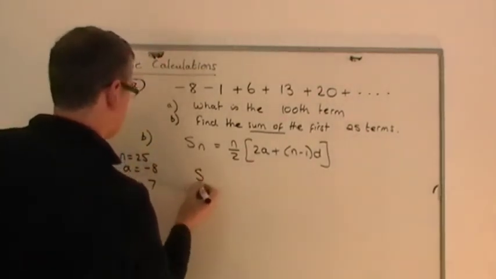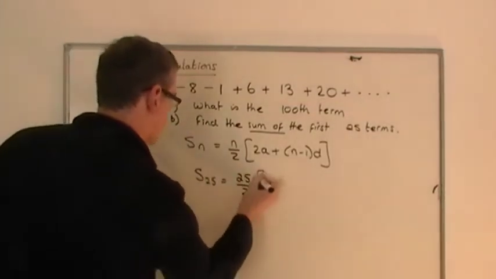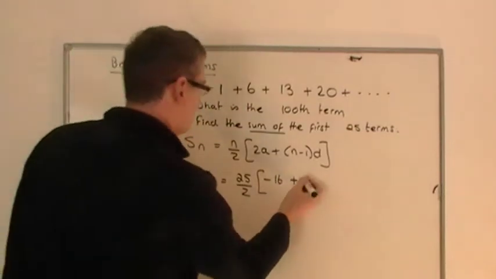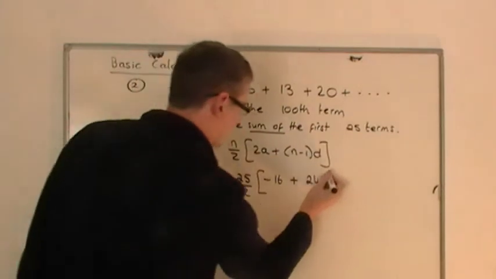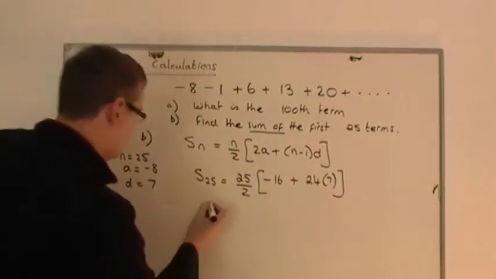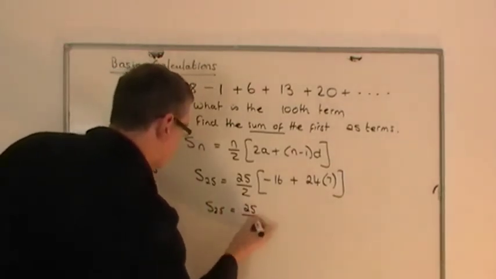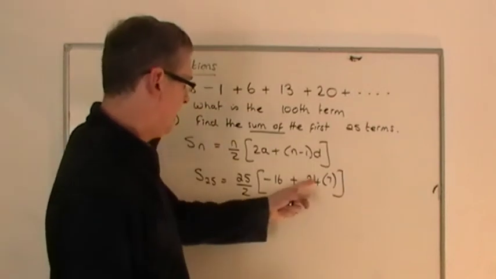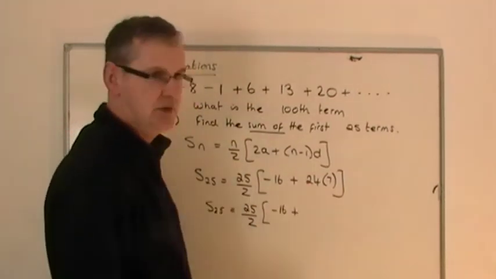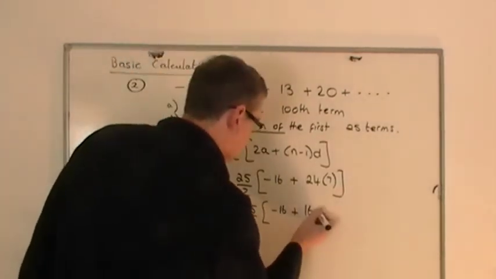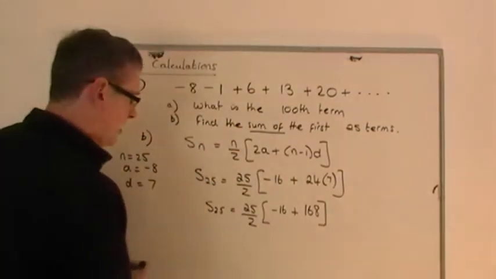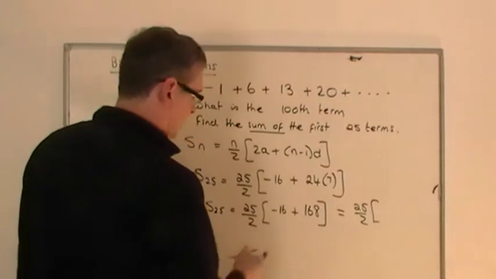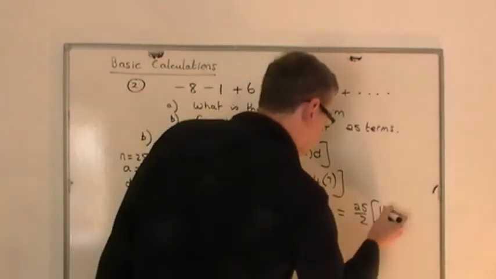So the sum of 25 terms, S25, is 25 over 2, bracket, 2a. Now be careful, 2 times minus 8 is negative 16, plus n minus 1, well, n is 25, so 24 lots of d, which is 7. So S25 will be equal to, I'll leave 25 over 2 alone for the moment, minus 16 plus 24 times 7. Well, 7 20s are 140, 7 4s are 28, 140 plus 28 is 168. I'm running out of space so I'll carry on at the side. We get 25 over 2 multiplied by 168 take away 16, which is 152.